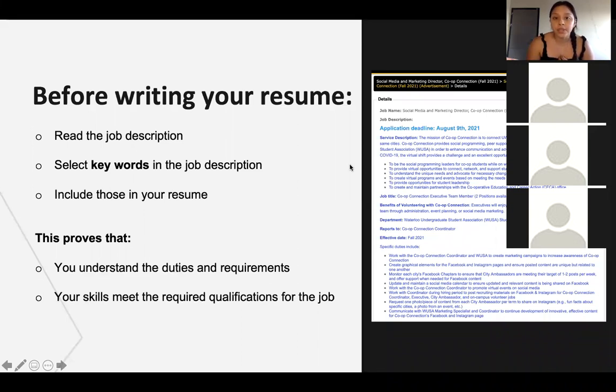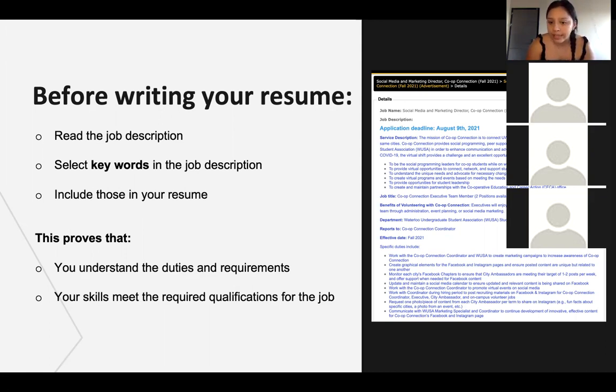Read the job description, select the keywords, and then try to include those in your resume. Don't make it too obvious, including all of them or in the same order, but definitely include them.